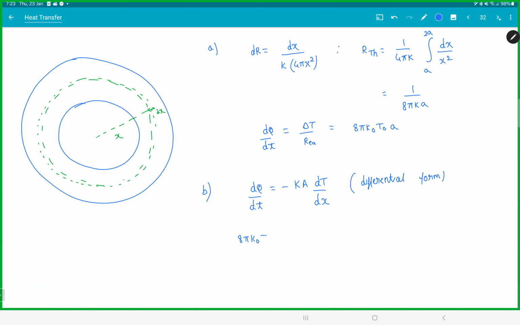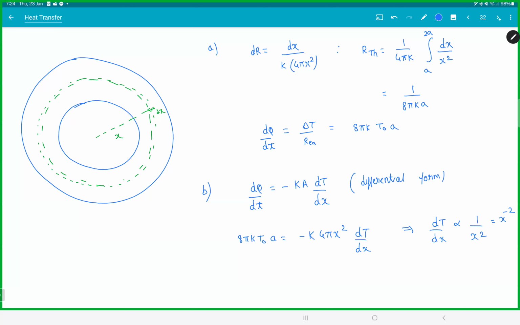8 pi k naught t naught is equal to minus k into the area, which is 4 pi x square, times dT by dx. From here you can clearly see dT by dx is proportional to 1 by x square, so that is x power minus 2. So the third part has come as well.